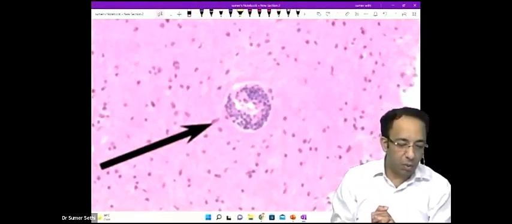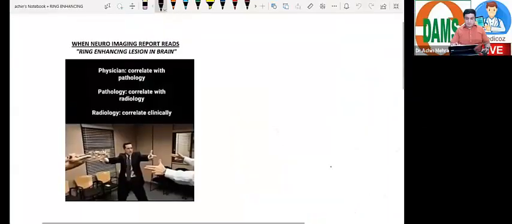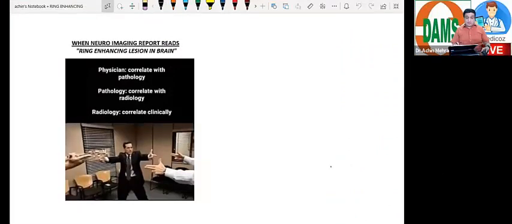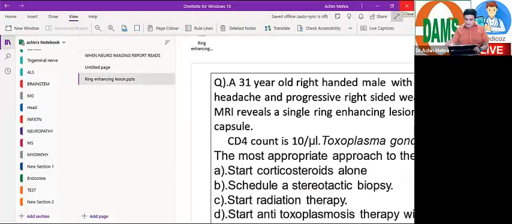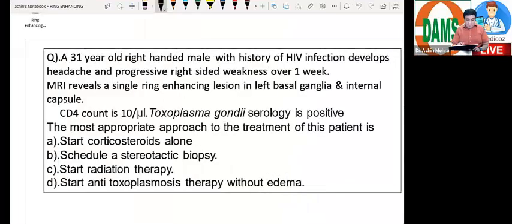Dr. Achin, if you're around now, let's start. Okay, so here is what happens in the ward when we work: when a patient comes with a ring enhancing lesion, the physician says please correlate pathologically, the pathologist says please correlate radiologically, and finally the verdict comes out as please correlate clinically. So let's see this one question that I hope you can solve for me.